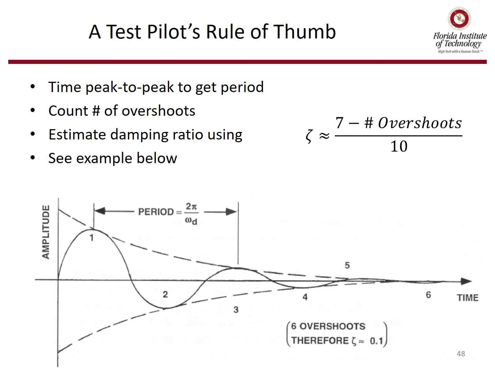If you're just trying to get a quick damping ratio, the test pilot rule of thumb is, after the input is out, calculate the free response, just count the number of overshoots, and you can estimate the damping ratio using the equation 7 minus the number of overshoots, divided by 10. In this example, we can see that we have 6 overshoots, so 7 minus 6 divided by 10 would give us a damping ratio of 0.1.